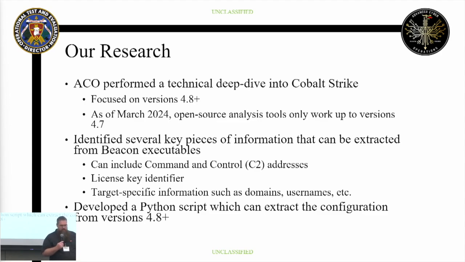And the culmination of this research is we developed a Python script that we can take a Cobalt Strike beacon, throw into that, and then extract all of that information. And as far as we're aware, no open source tools are doing that yet. As of sometime last month, none of the open source tools have been updated to use that 4-byte key or determine it or find it. So our script can do that.